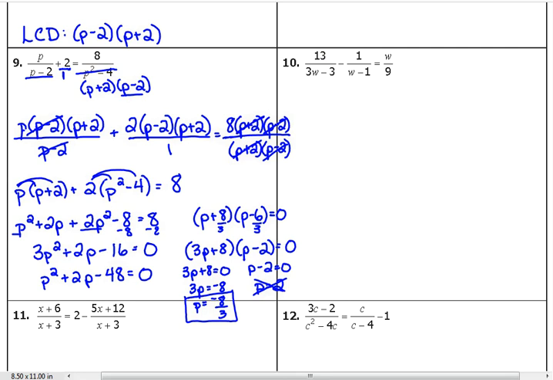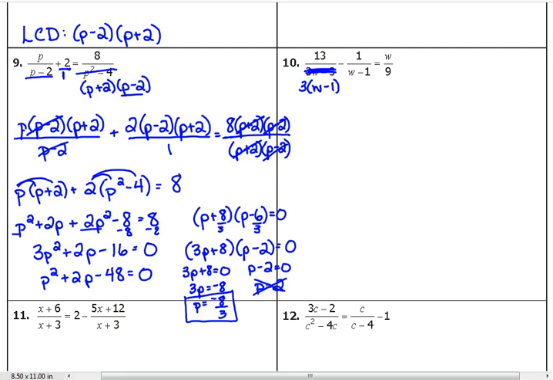So, number 10. It looks like we have 3 different denominators, doesn't it? They look completely different. But what did I say that we need to do? If there are 2 terms in any of your denominators, you need to see if you can factor something. Can we factor any of these denominators? Yes, we can. We can take a GCF out of that first one.